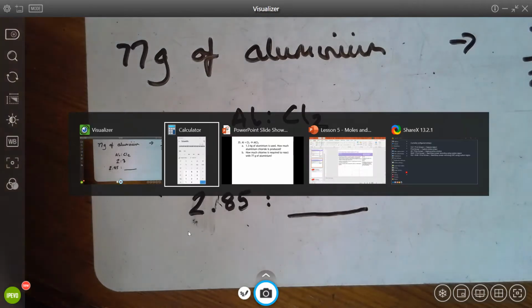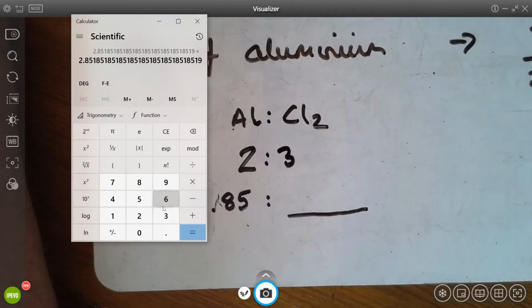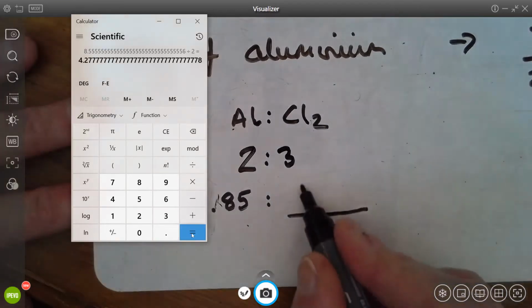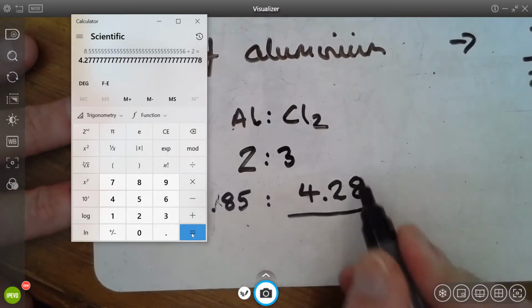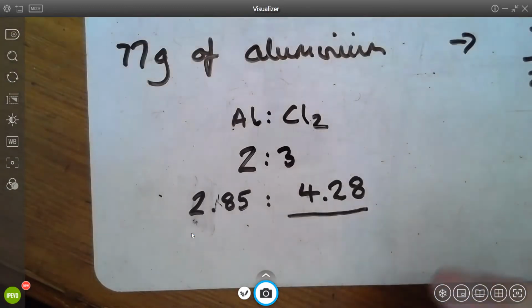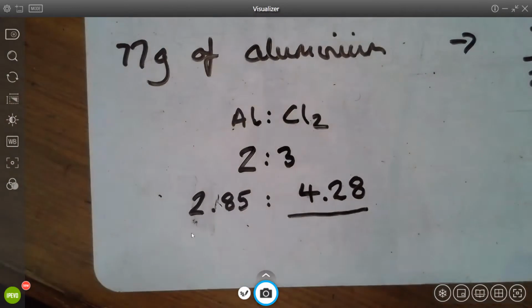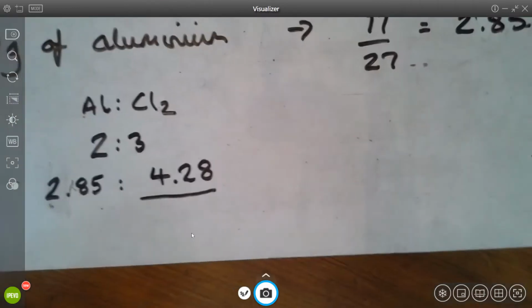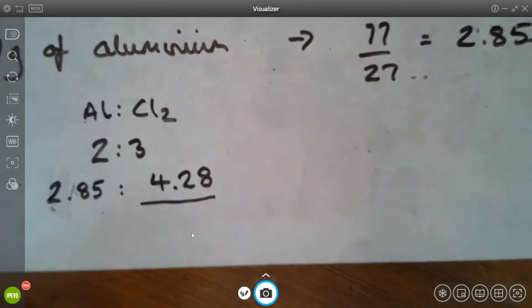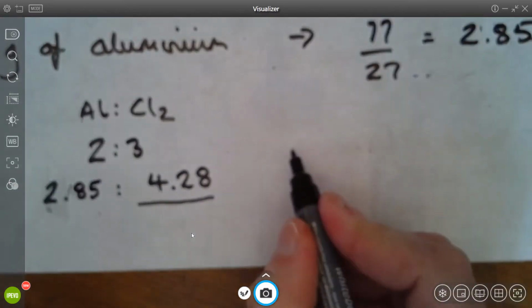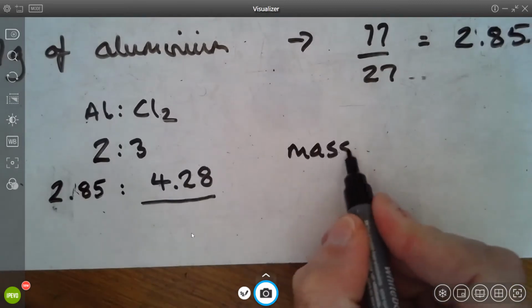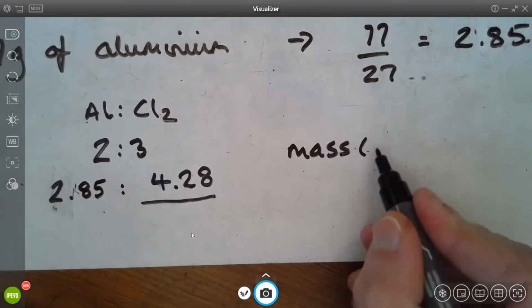Okay, hopefully you recognize that we're going to need to multiply this by 3/2. So we multiply by 3 and divide it by 2. That will give us the correct ratio of 4.28 moles of chlorine. Excellent. So 4.28 moles of chlorine. We can then work out the mass of chlorine that's going to be produced. And remember, it's always in grams.